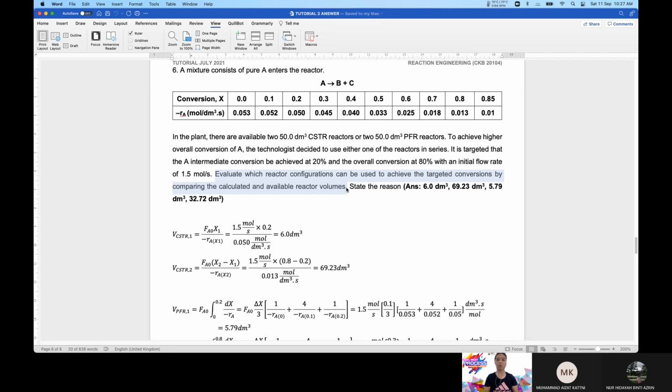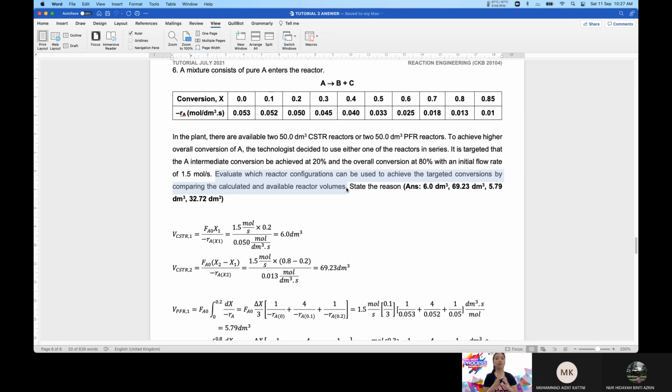Sebab volume yang kamu kira tu adalah theoretical volume ataupun volume minimum yang diperlukan. So katakan, volume minimum yang kamu perlukan tu adalah lebih kecil daripada reaktor yang sedia ada, then you can run the reaction. But let's say kalau kamu kira theoretical volume yang kamu perlukan itu lebih besar daripada reaktor yang sedia ada, maka you can conclude that you cannot use.